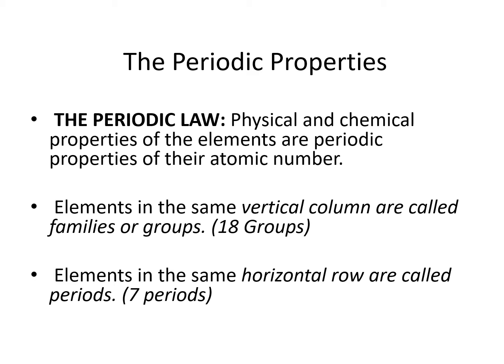Physical and chemical properties of the elements are periodic properties of their atomic number. That is, the modern periodic table is based on the atomic number. And the elements in the same vertical column are called families or groups. That is, we have 18 groups in the modern periodic table. And elements in the same horizontal row are called periods. We have 7 periods in the periodic table.